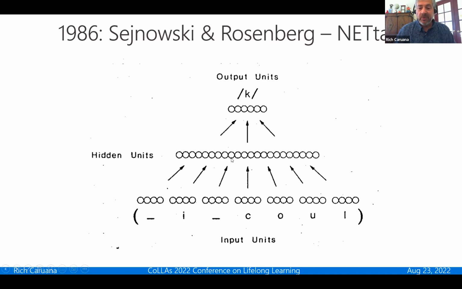Now, this isn't deep learning. This model only has one hidden layer, as all of our neural nets did back in the 80s and 90s. And this hidden layer is actually fairly big by the standards of '86. It's got about 30 hidden units in it. So this is a fairly large network. And what makes this interesting from a multitask learning inductive transfer point of view is it has many outputs.